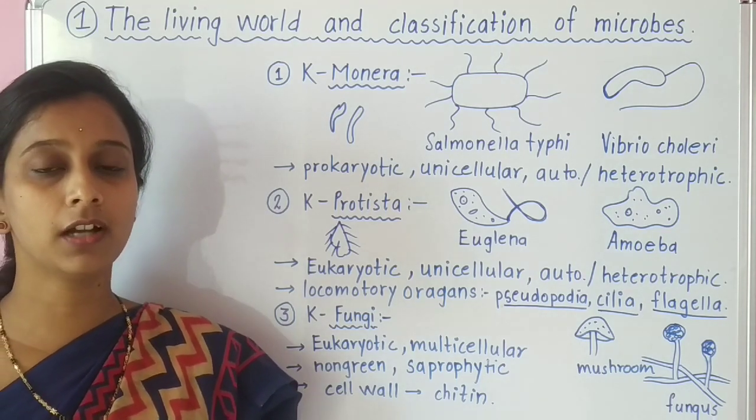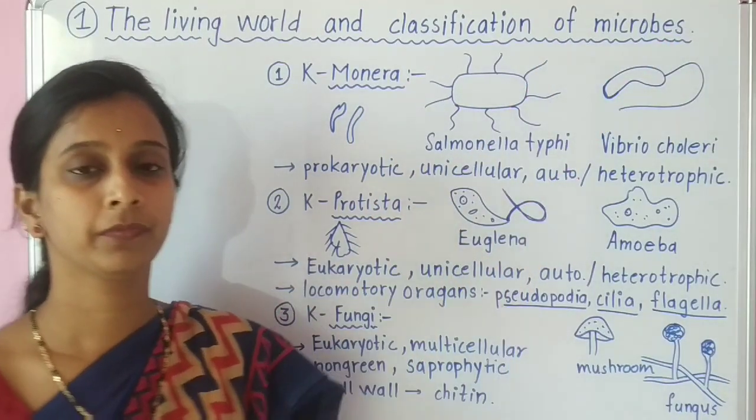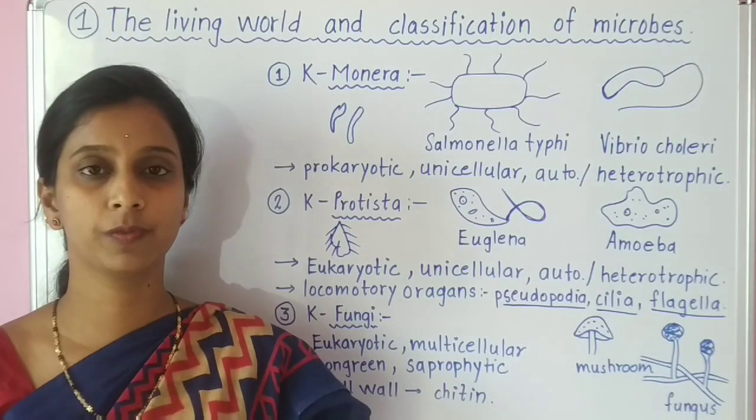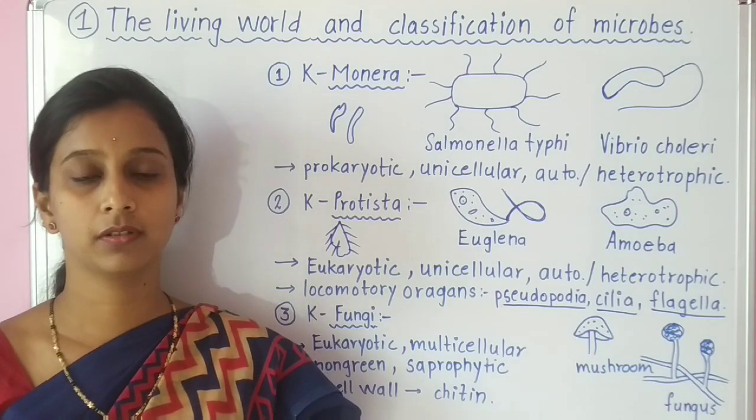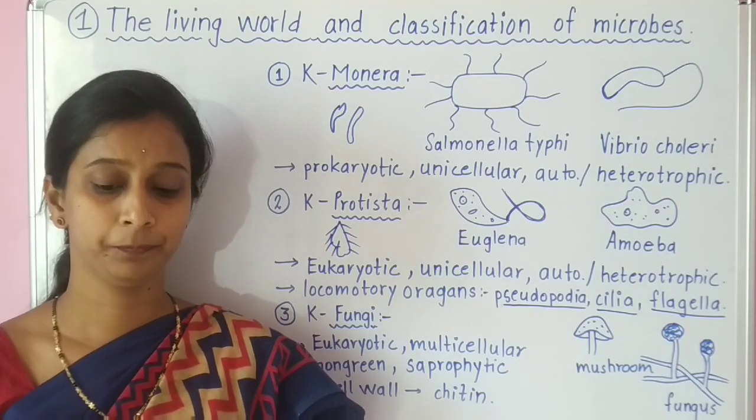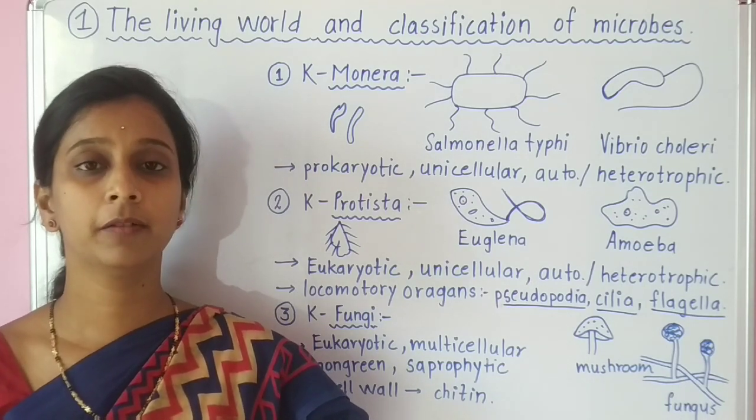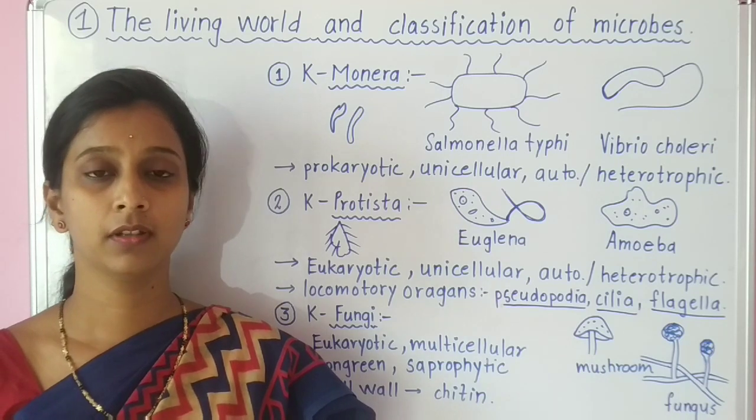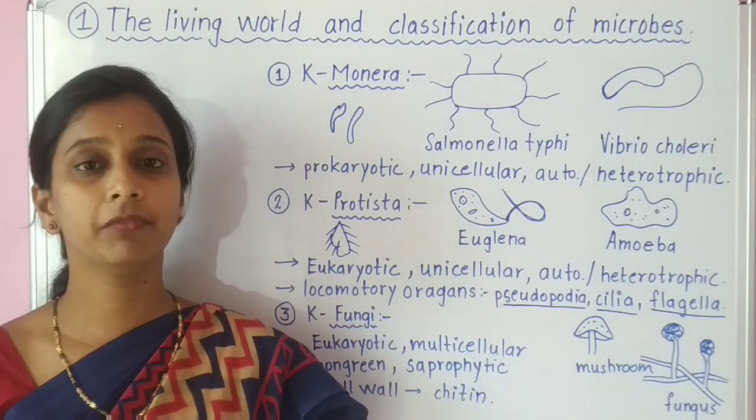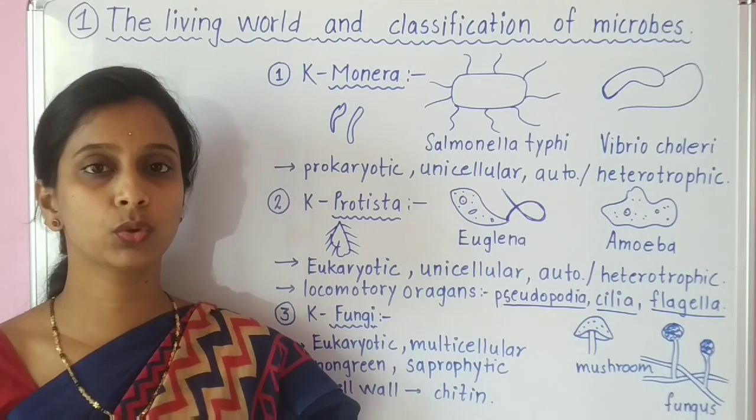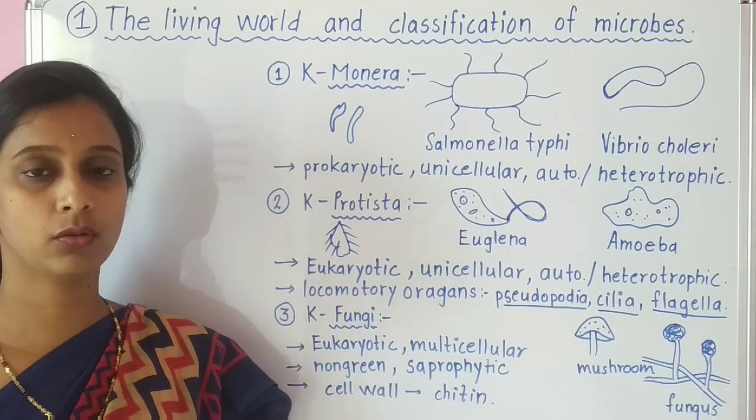This session we will start with a very important point, that is the classification of microbes. Students, we will first see what microbes are. These microbes are microorganisms. They are very small organisms. We can see some of these microbes with our naked eyes, but to see some microorganisms, it is necessary to have a compound microscope because they possess very tiny, microscopic structures.